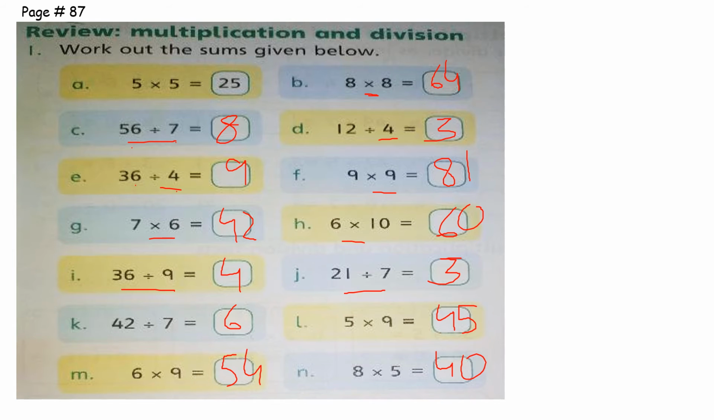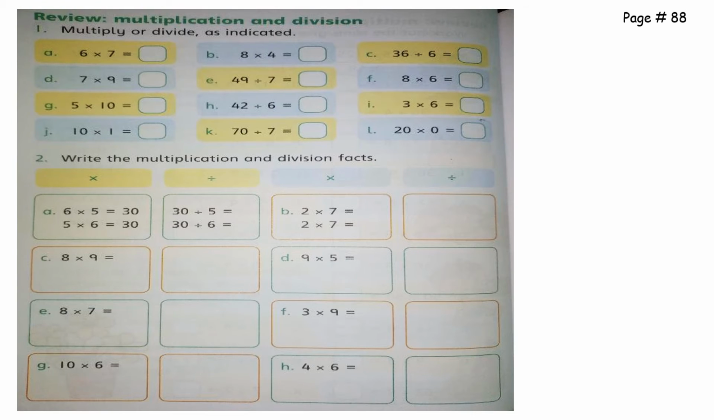So this is very easy because now you have learned all the tables. So it's very easy for you. You just have to read the tables and write the answer. Now come to page 88. It's again the same, multiply or divide.